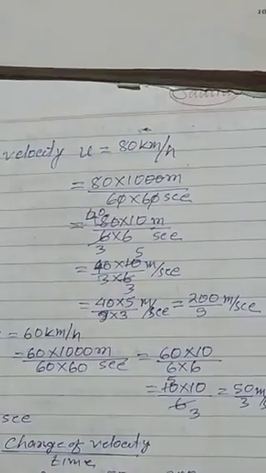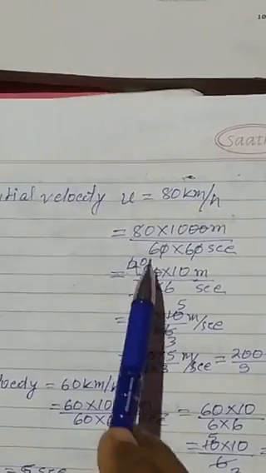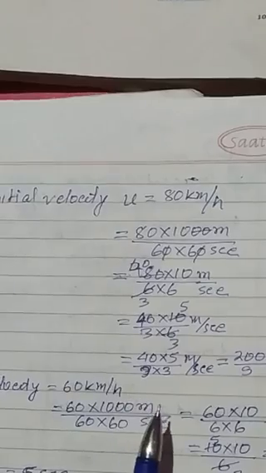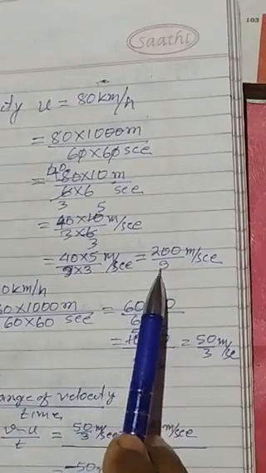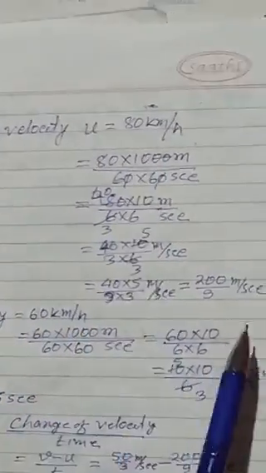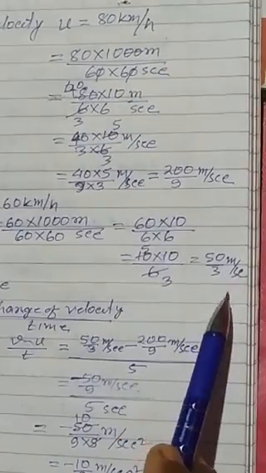Page 103, question number 2. A bus decreases speed from 80 km per hour to 40 km per hour in 5 seconds. Find the acceleration. Here initial velocity equals 80 km per hour, and we convert it into meters per second. This is the conversion: 80 km per hour equals this by this meter per second, and 40 km per hour equals this meter per second.